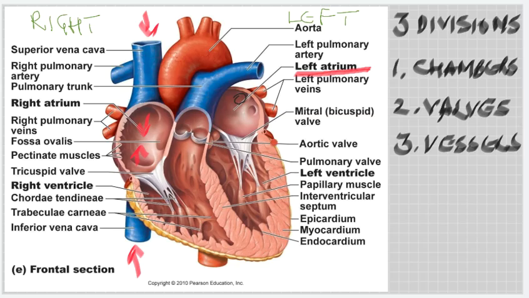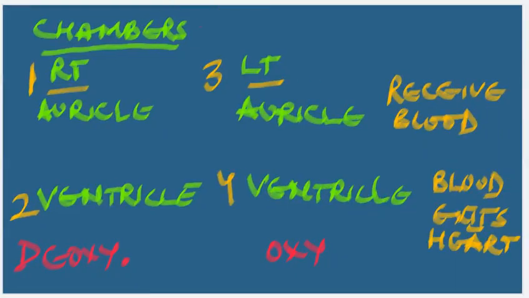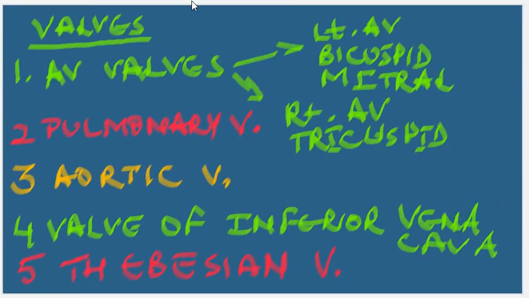So this was all about the 4 chambers of the human heart. Now we are done with the chambers, and let us have a look at the valves. What does the word valve mean? Valve means a gate.